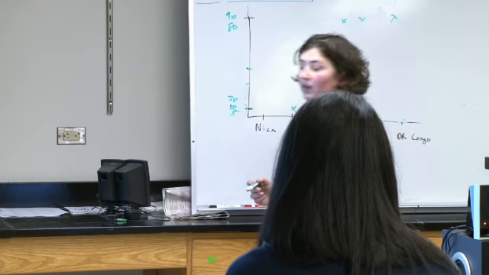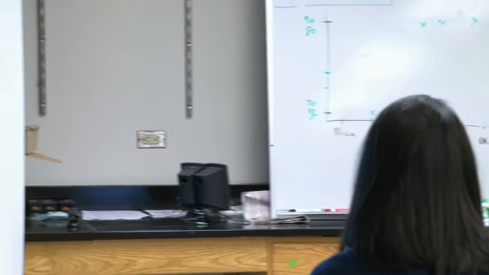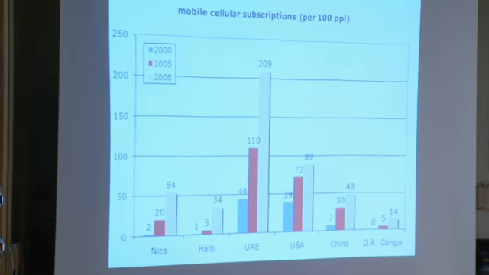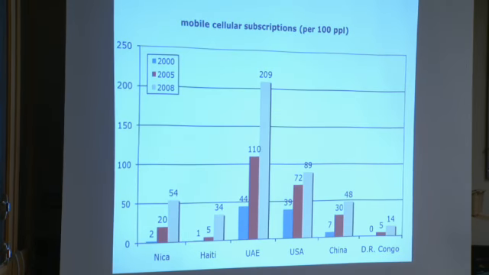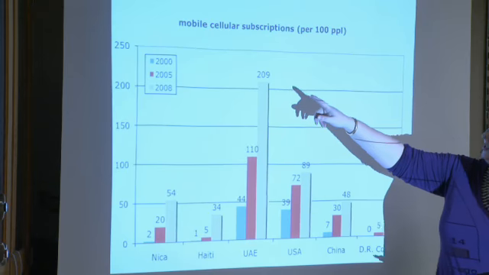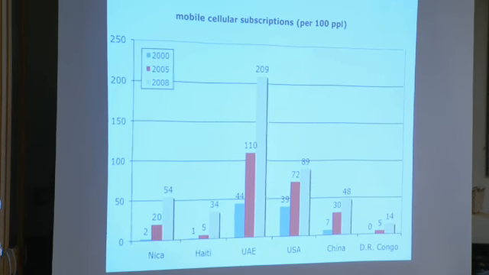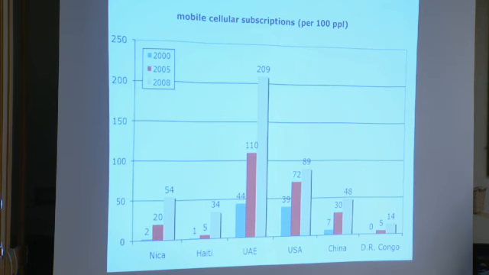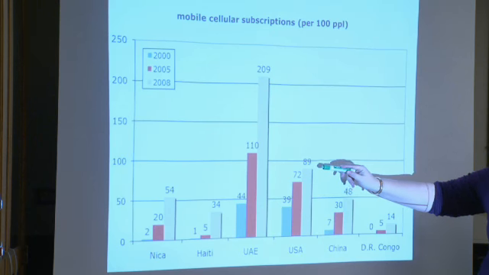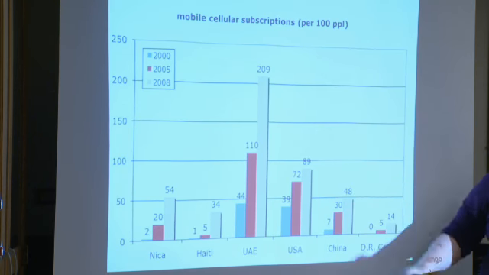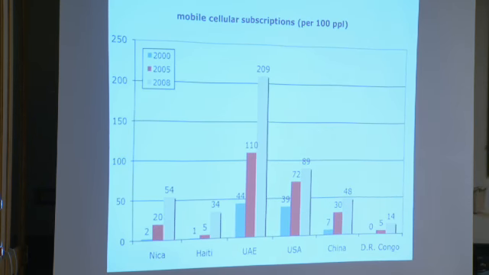Okay. So this one's pretty interesting. And this is year to year. So in 2008, there were more than 2 cell phone subscriptions per person in the UAE. So they like their phones there. In the US, we're not quite at 100 yet, but we're getting close to everyone having a cell phone on average, and some people have more than one phone.